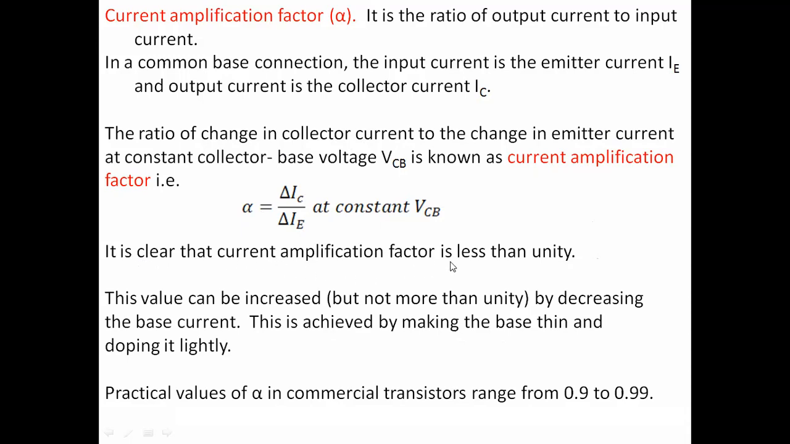So it is clear that the current amplification factor is less than unity, because the collector current IC is always less than the emitter current IE. This value can be increased by decreasing the base current, which is achieved by making the base thin and doping it lightly. Practical values of alpha are in the range of 0.9 to 0.99, always less than unity.